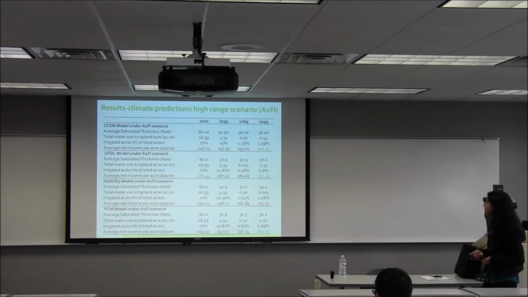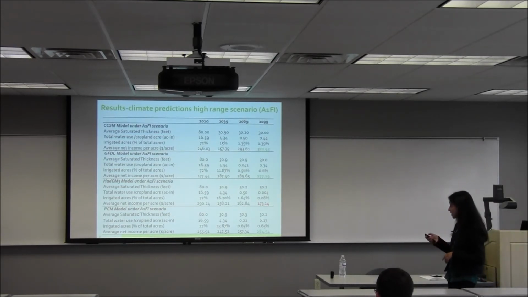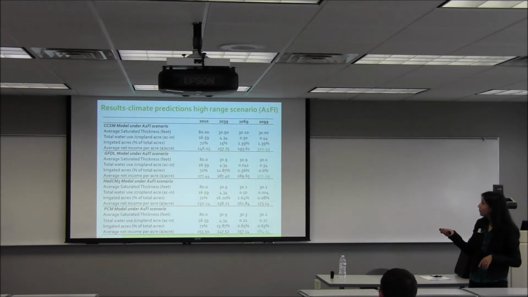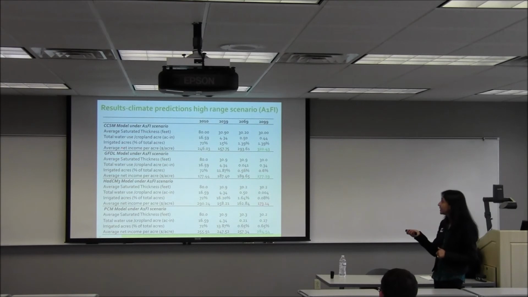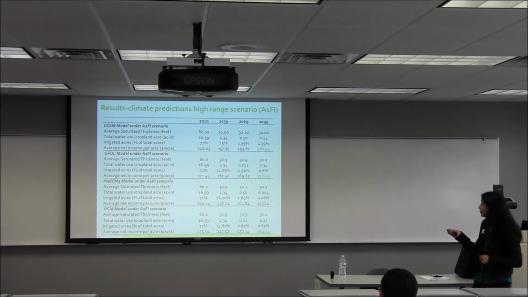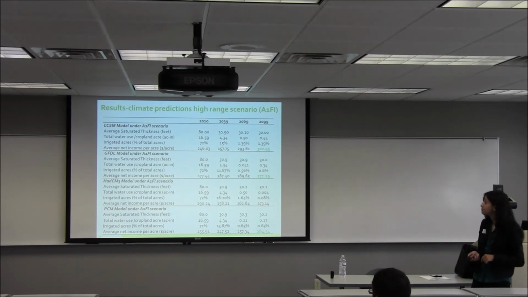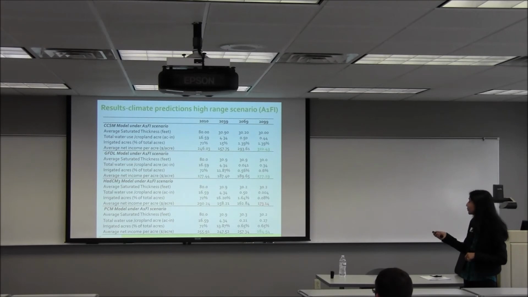Very similar results for the higher emission scenario as well. Saturated thickness declined the same way. Water use per cropland acre definitely declined. Irrigated acres went to dryland. Net income is the only one that saw changes, and here the CCSM model, which was the higher emissions model, higher emission scenario, had the highest increase in average net revenue, and definitely PCM showed an increase. Okay, and the Hadley model showed a decrease.